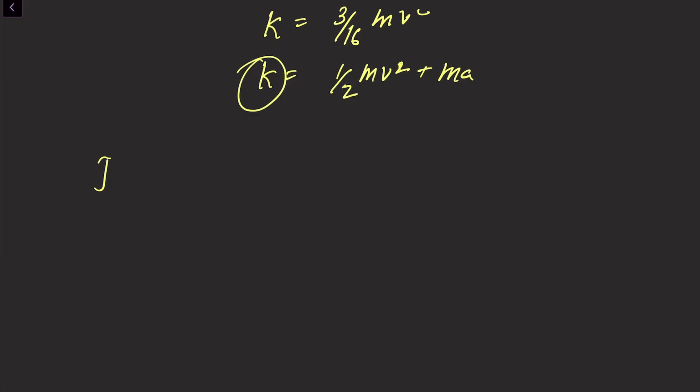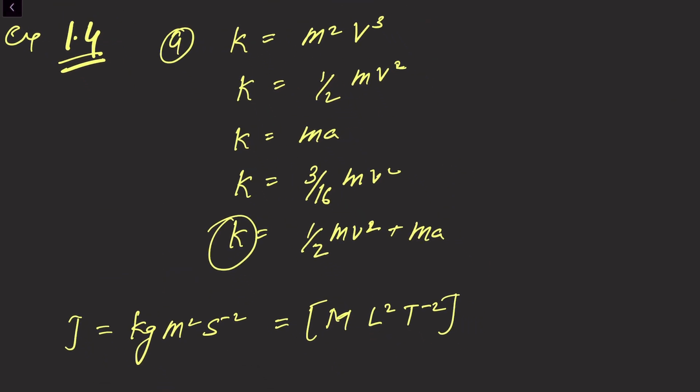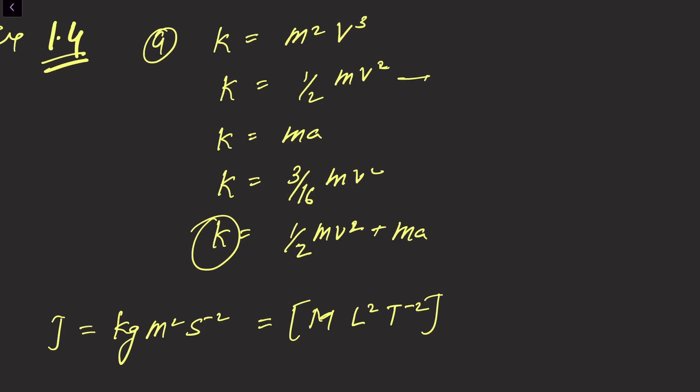It is joule, and it is given as kg meter square per second square. So let us write the dimensional formula for this energy. So it will be M L² T⁻². Now let us check which is having the same dimensional equation. So this is having the same M L² T⁻².